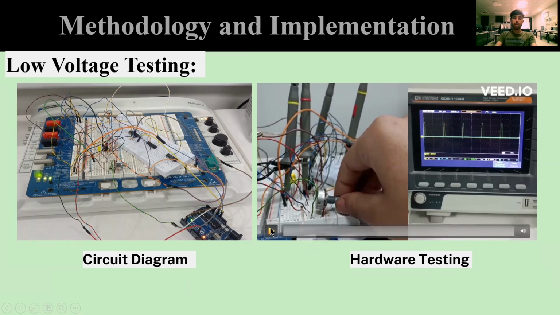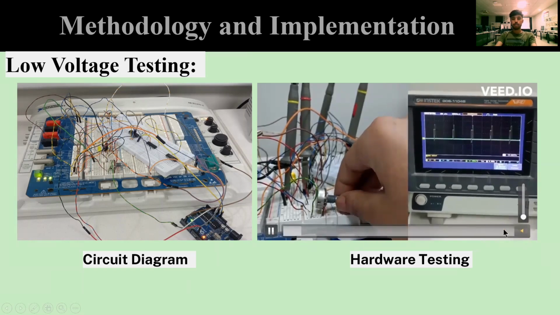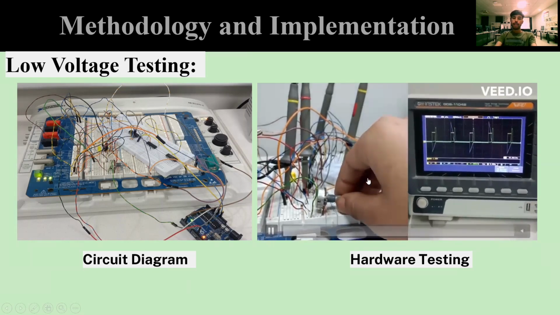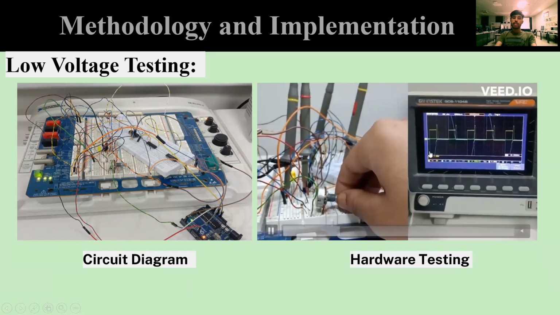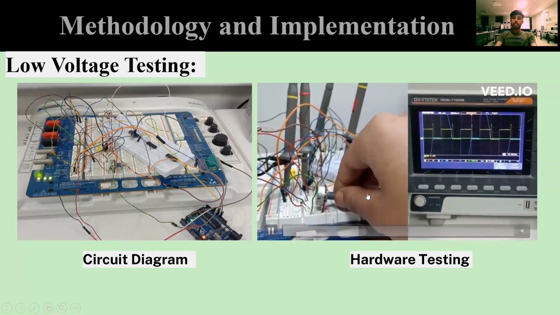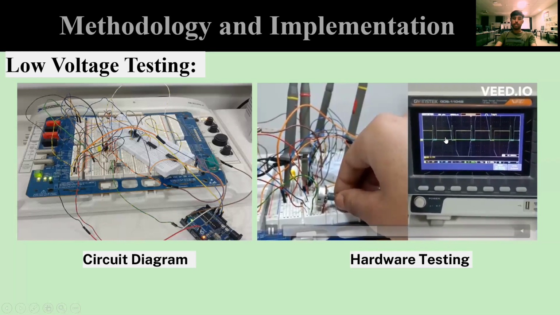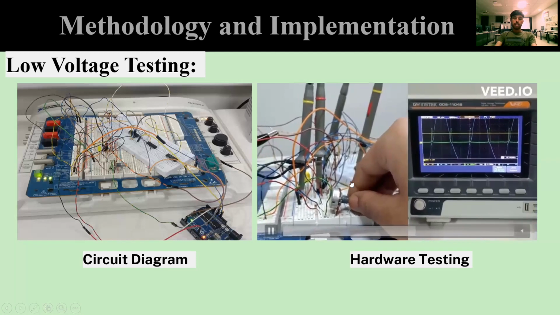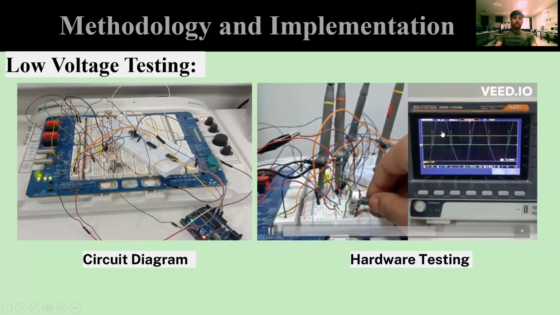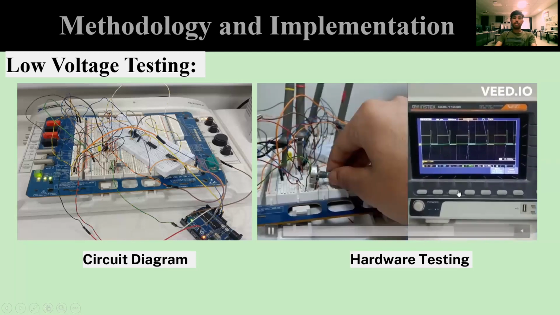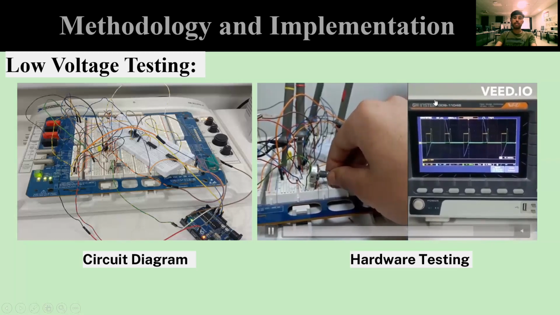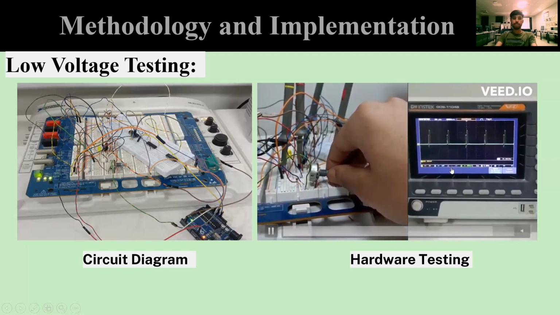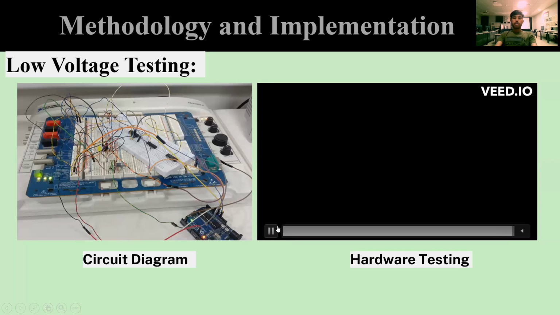Let's see how our output is coming. As you can see, we are using a potentiometer to control the output voltages. As this potentiometer is moved, the voltages either increase or decrease, as you can see in this oscilloscope. This is how this circuit was tested successfully.